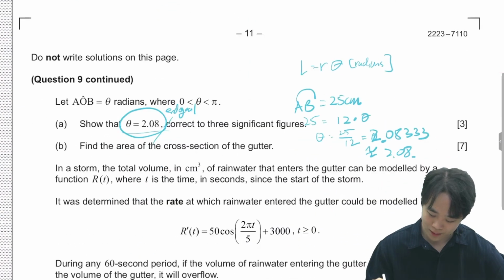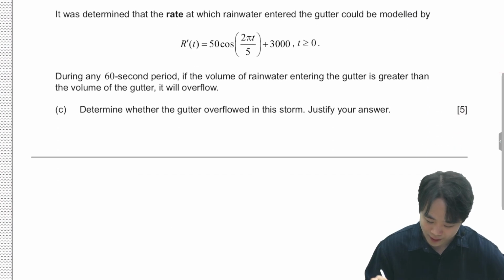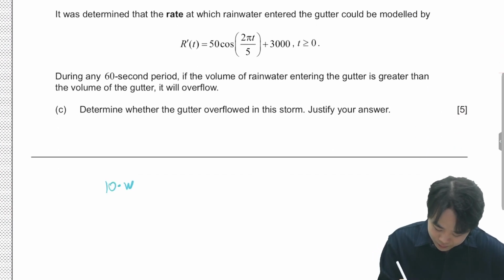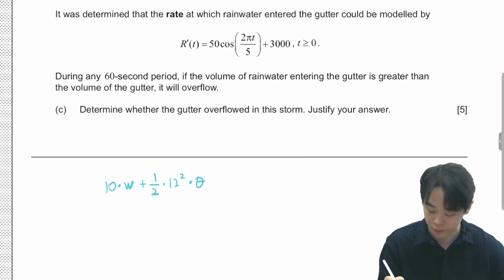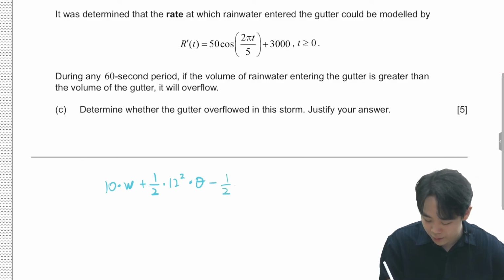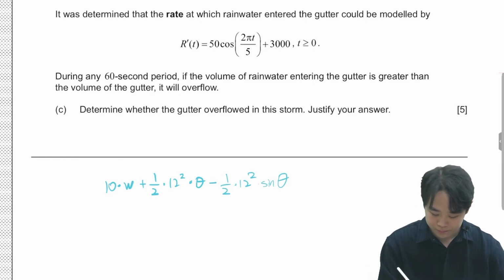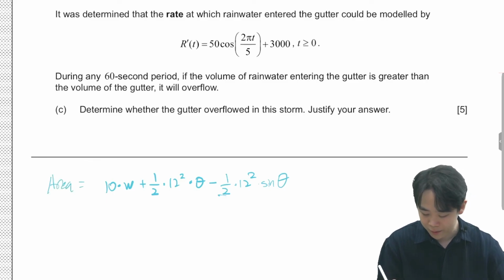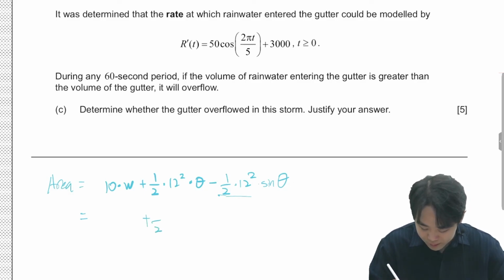So however you approach it, we're going to find the area using 10 times W plus area of the sector, which is 12 squared times theta. Now we found theta to be 2.08, minus we subtract the area of the triangle. We're basically double counting the area of the triangle, so we subtract that. Now, we want to find what W is going to be. So we know that theta is 2.08 minus 144 over 2 times sine 2.08.